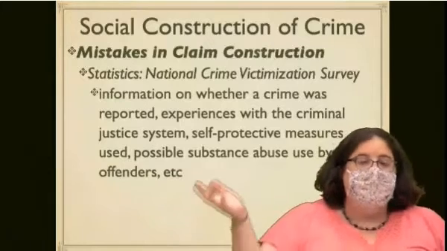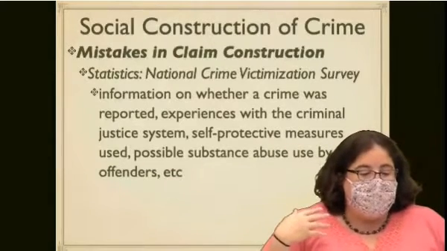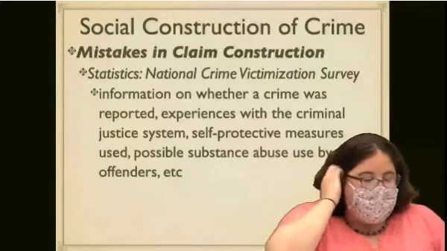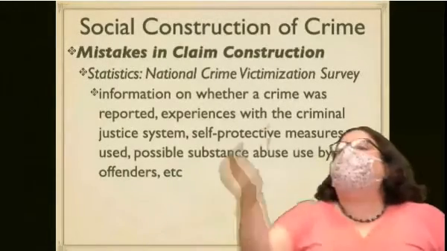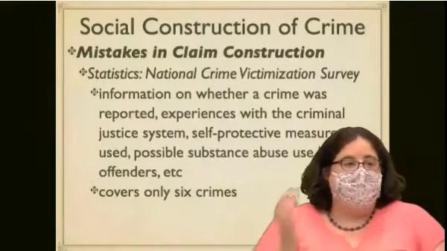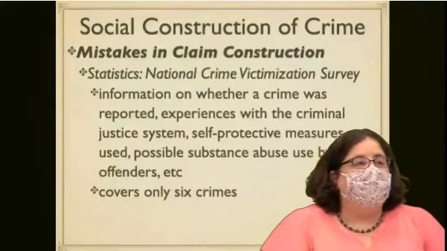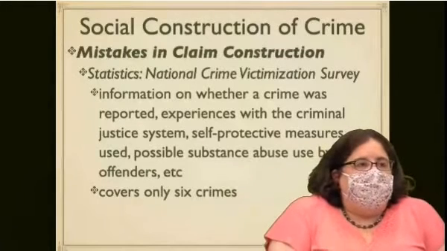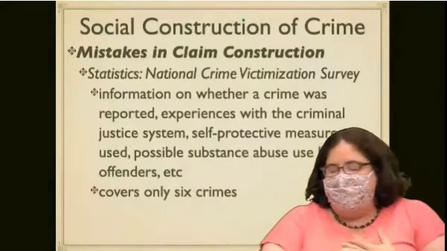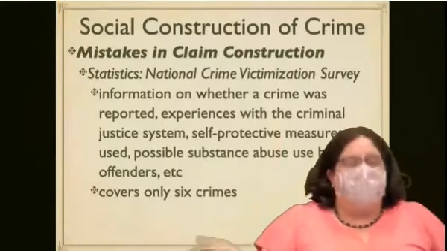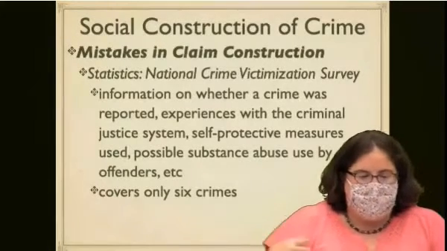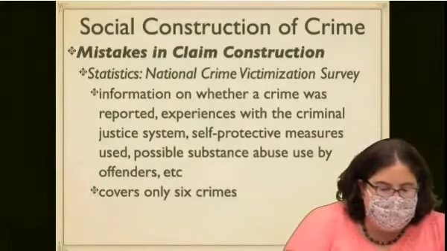They also ask about experiences with the criminal justice system, self-protective measures used, whether they thought there might be substance abuse by the offenders, et cetera. So they ask people about their experiences on the other side of crime. However, the NCVS only covers 6 different crimes. I used to know the list. It's the major crimes like assault, murder. Well, you can't ask somebody if they've ever been the victim of murder, but you can ask them if they have known someone who's the victim of murder. And it's not all violent crime. There's also, have you ever been the victim of theft? I can't remember what the 6 are off the top of my head.